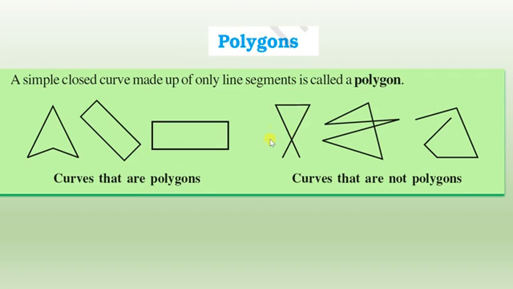The fourth one, this curve, is made up of line segments, but it is neither simple nor closed. It is not simple because it crosses at this point, and it is not closed, it is open from this end, so it is not a polygon. This one is also not a polygon because it is not simple, it crosses itself. This last one is also an open curve, so it is not a polygon.